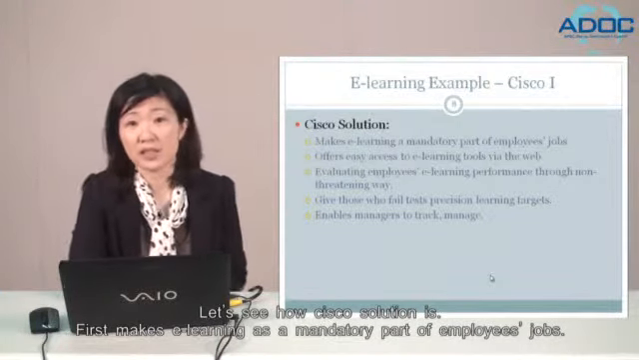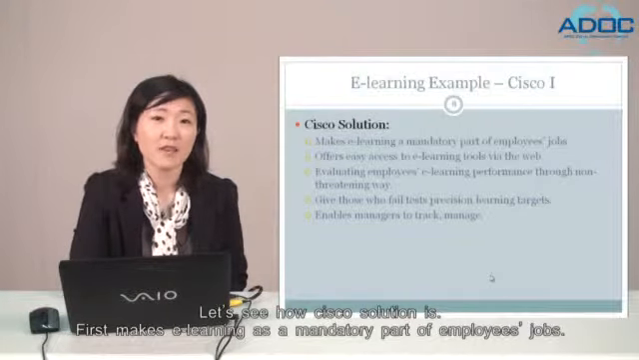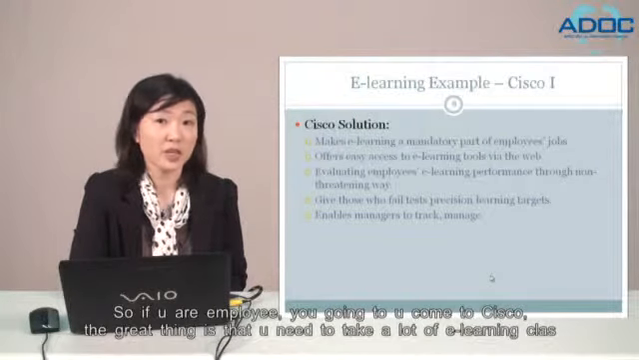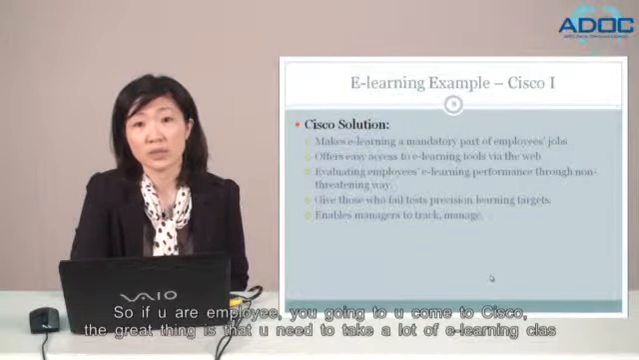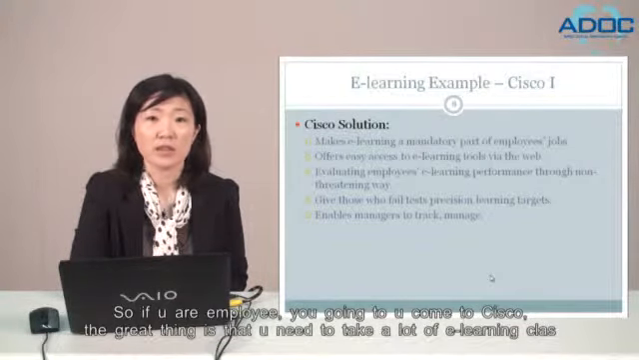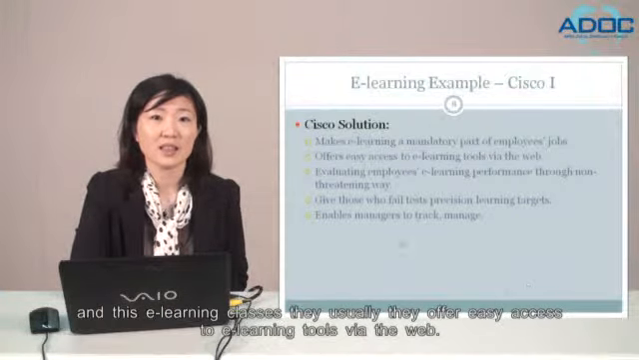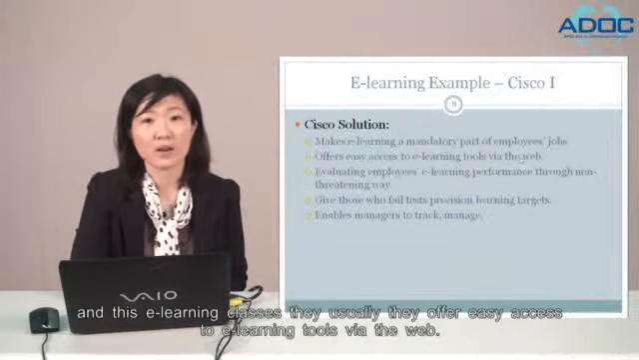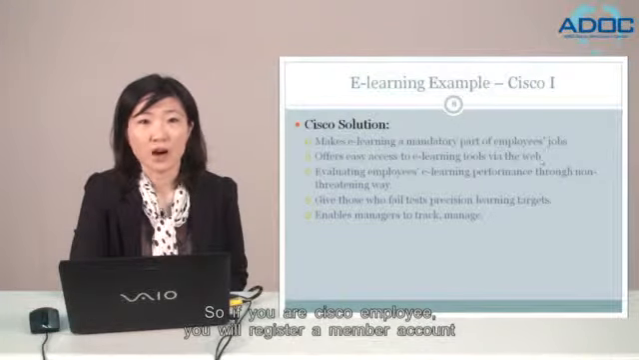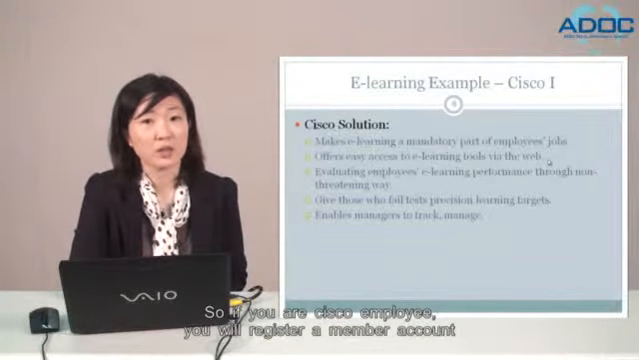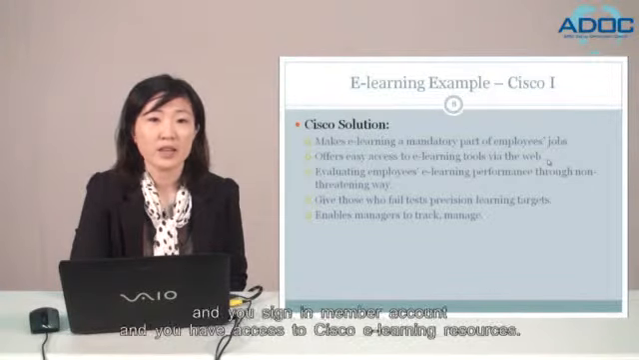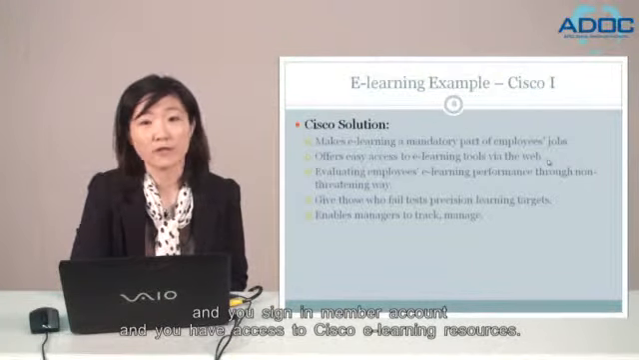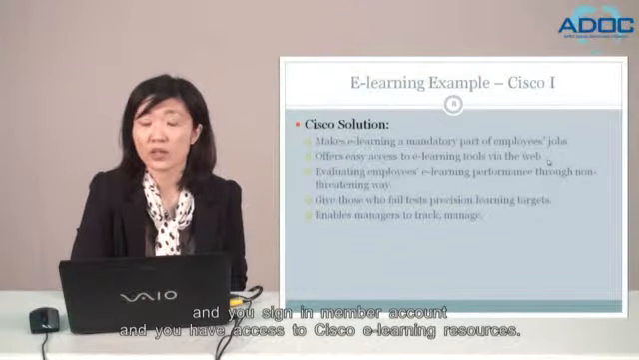Let's see how Cisco's solution works. First, it makes e-learning a mandatory part of an employee's job. So if you are an employee, you come to Cisco, the first thing is that you need to take a lot of e-learning classes. And these e-learning classes offer easy access to e-learning tools via the web. If you are a Cisco employee, you register a member account and sign in, and you have free access to Cisco's e-learning resources.